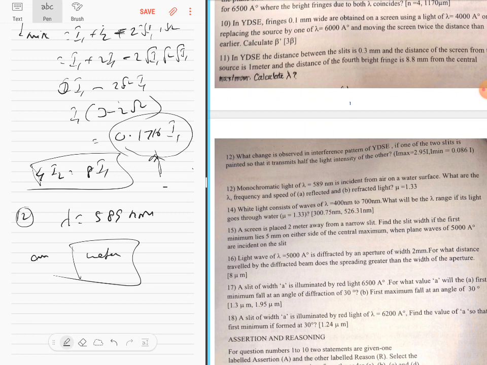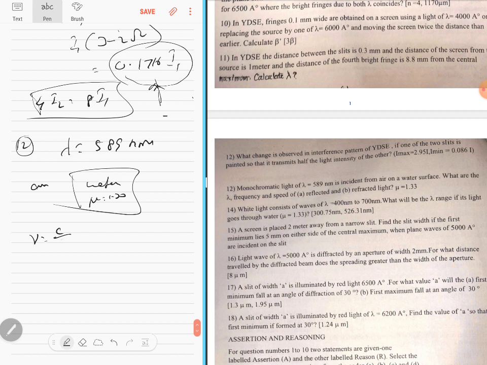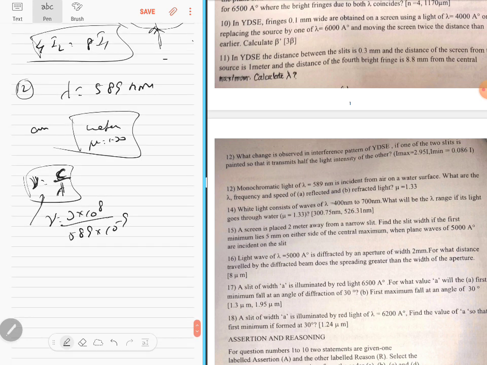The refractive index of water is 1.33. You all should know this formula: mu is equal to C by lambda, where mu is the frequency. With this you can find the frequency in air. Frequency is 3 into 10 to the power 8 by lambda, which is 589 into 10 to the power minus 9. If you calculate this, you get the frequency, and during refraction the frequency does not change, it remains the same.